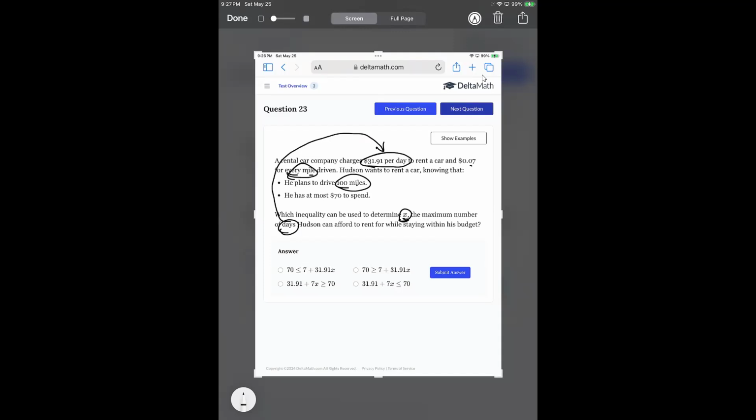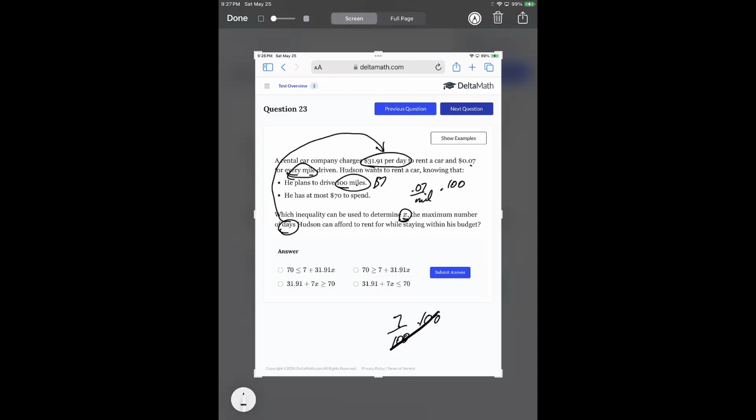So if he's going 7 cents per mile, and we have 100 miles, that's going to be 7 cents times 100. So all you would do is go 7 over 100 times 100. So that's going to be $7. He's going to have $7 driving 100 miles. So that's going to cost him $7. Now, how much is it going to cost him to rent the car? That's the part we got to figure out.